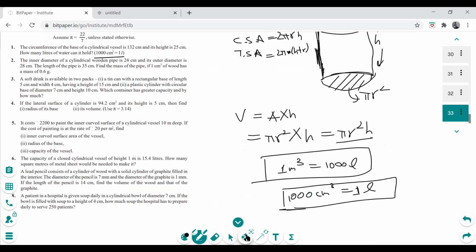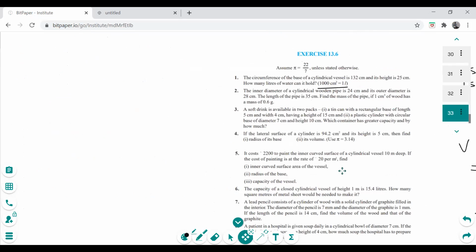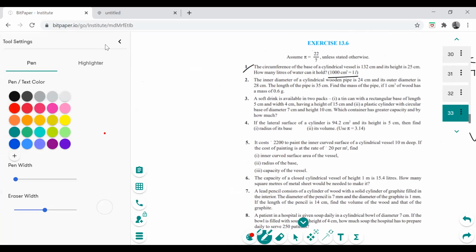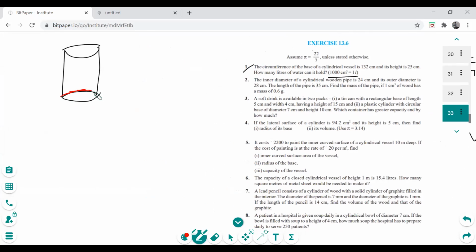Now, let's see what kind of questions we have. The circumference of the base of a cylindrical vessel. So there is a cylindrical vessel, and we have a circumference. Circumference means this boundary, and it is talking about only the base. The circumference is given as 132 centimeter, that is 2 pi r equals 132. That's the circumference formula, right? Height is 25 centimeter. How many liters of water can it hold?